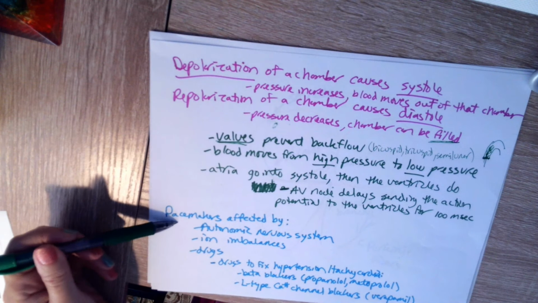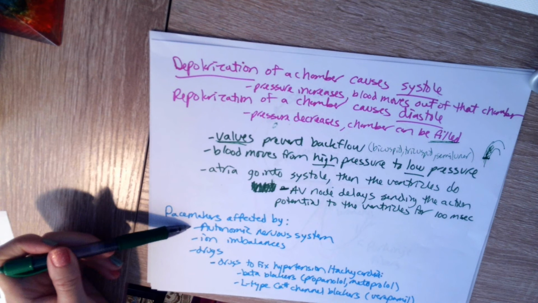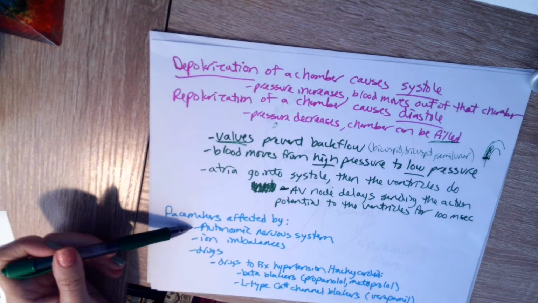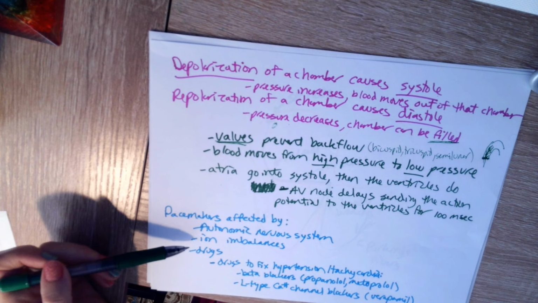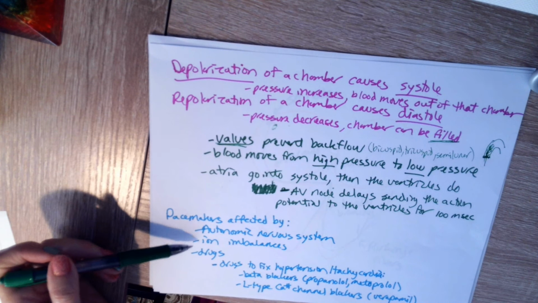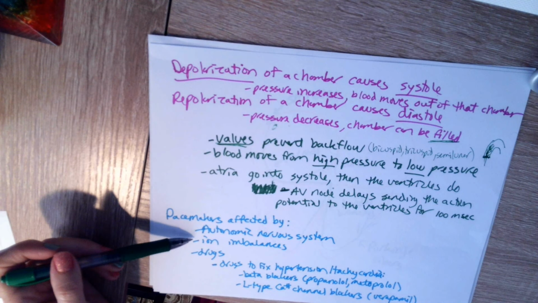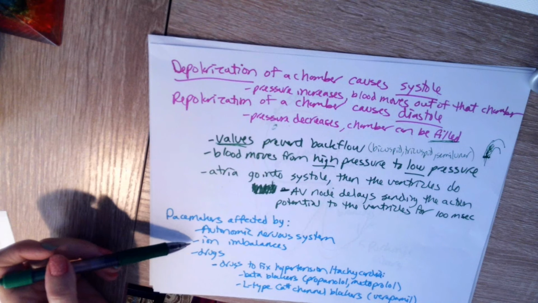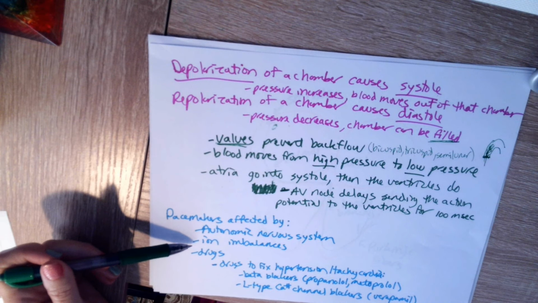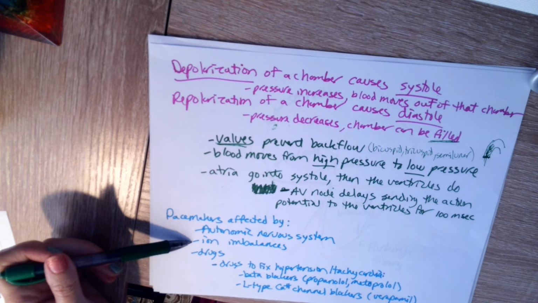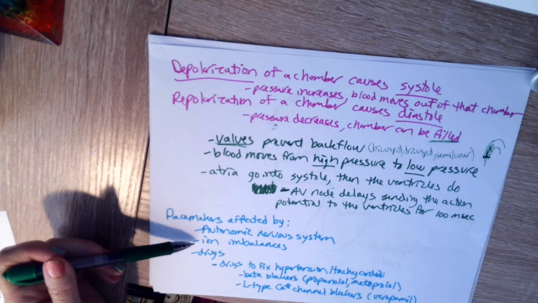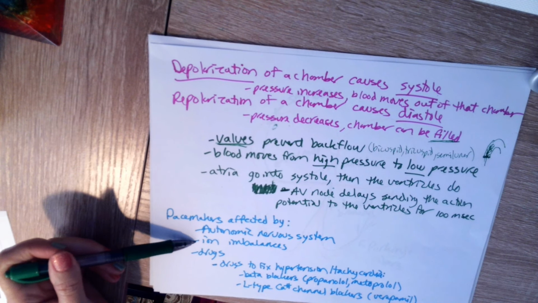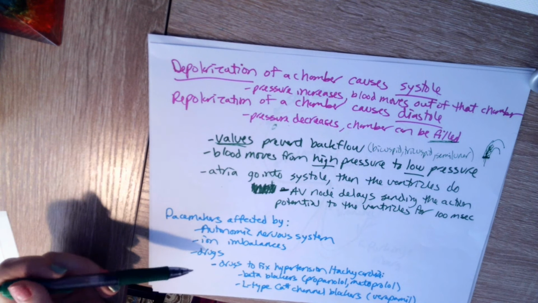So things that affect your pacemaker function: one, the autonomic nervous system. Your sympathetic system will speed up the heart. The parasympathetic system will slow down the heart. Ion imbalances, we mentioned this with our fluid compartments and electrolyte changes. So if you have, say, too much sodium, too much potassium, not enough calcium, you're going to have a faster heart rate. It's overstimulating your cells. Whereas if you had not enough sodium, not enough potassium, or too much calcium, it would slow things down.